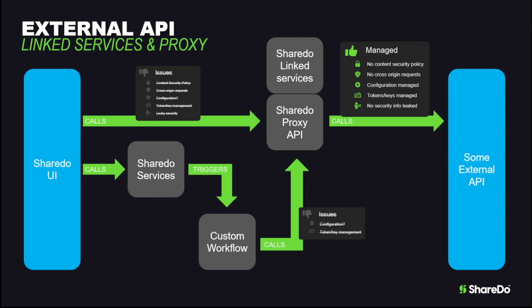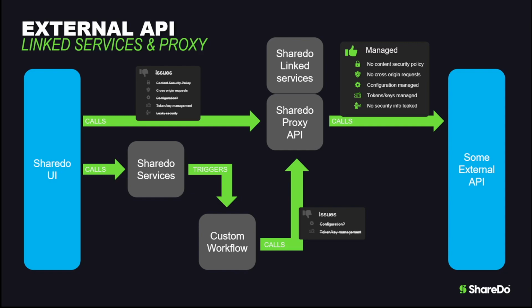You can also do things like take that link service and make it available for individual users to link their individual accounts. So rather than just linking Sherdo to the external API with a single account, you can allow individual users to link their own personal accounts. So whenever Sherdo is making that call up to that external API, it's doing it as a particular user. And that's all well and good.